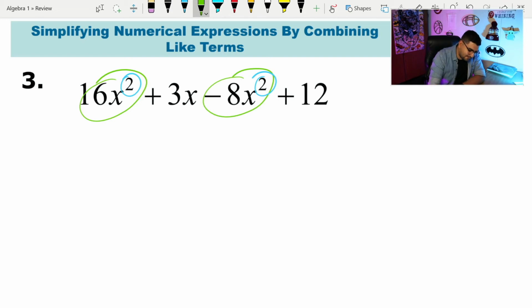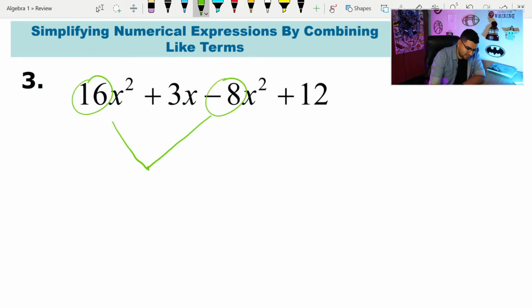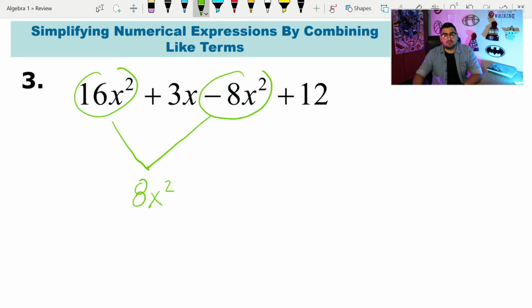So if I go ahead and I combine these two, again, the way we combine them is by adding their coefficients, the numbers in the front. So I have to combine a 16 with a negative 8. Combining a 16 and a negative 8 will lead you to a positive 8, and again, x squared stays the same. So these two were my like terms that I combined, and they got me 8x squared when I combined them.